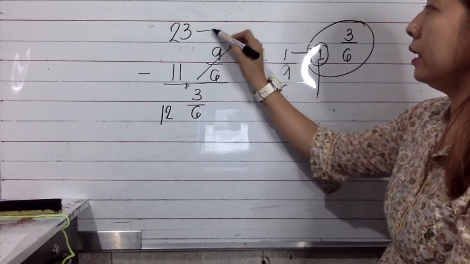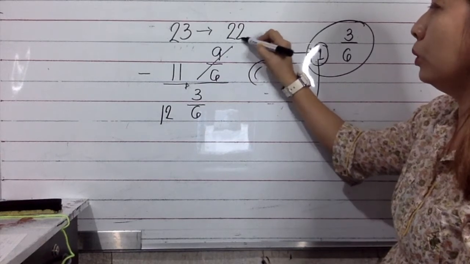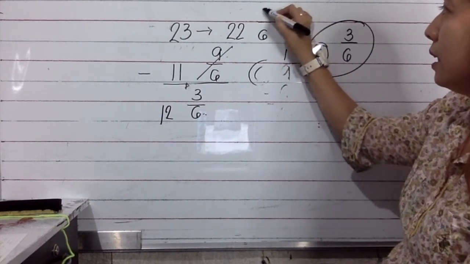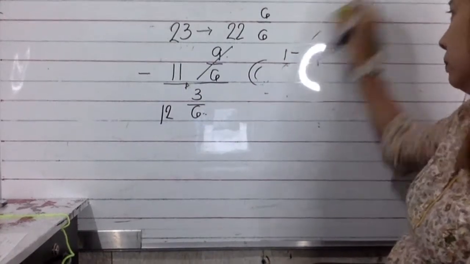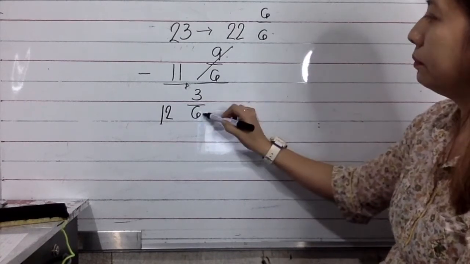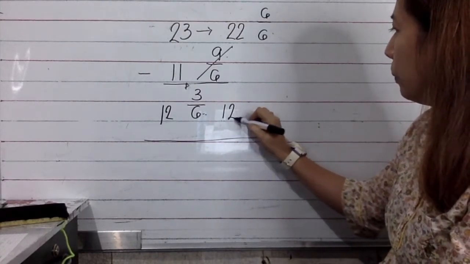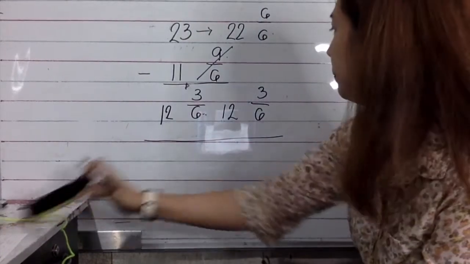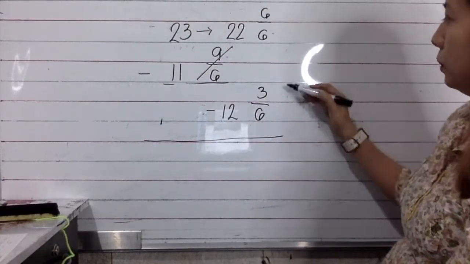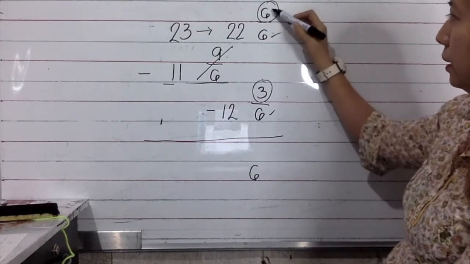So how about 23? Let's rename 23. So 23 will become 22, and copy 6, the denominator 6, and also use it as the numerator to make it 1. They are now having the same denominator. So let's answer. I'm just going to copy it first. 6 over 6 minus 3 over 6. So they are having the same denominator, so copy. How about the numerator? It's 6 minus 3, it's 3.